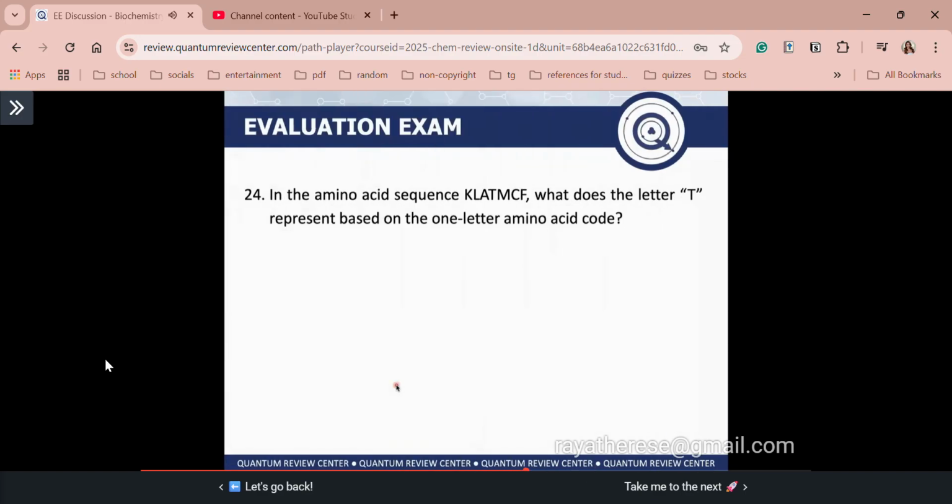Alright, for 24, in the amino acid sequence KLATMCF, that's the one letter code of your amino acids. What does the letter T represent based on the one letter amino acid code? Class, here are the choices. I hope you have studied our one and three letter codes, okay? Is it A, tyrosine, B, threonine, C, tryptophan, or D, methionine? Class, what is your answer here? Your answer should be letter B. Class, remember, for tyrosine, its one letter code is letter Y, right?